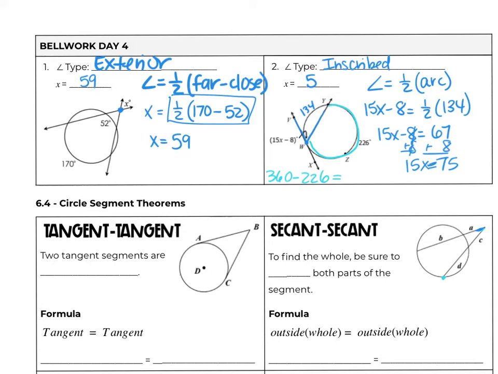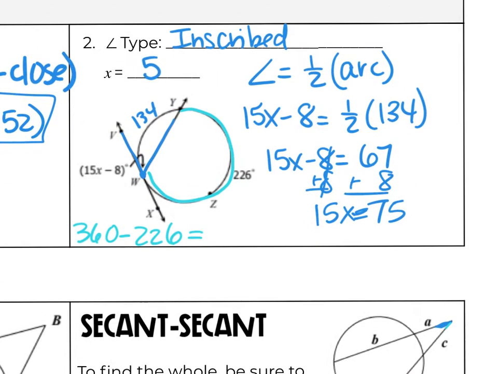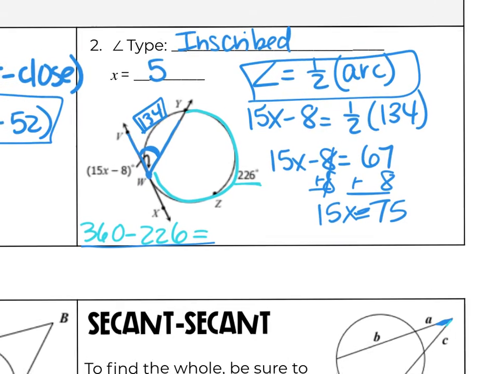Okay, here are the answers for the bell work, what you should have gotten on that. One thing to note here is on number 2, the inscribed angle. They gave you this 226, but that did not go with this angle. It went with the other one, the larger angle over there. So we subtracted 226 from 360 to get 134, and then plugged that into our inscribed angle formula.